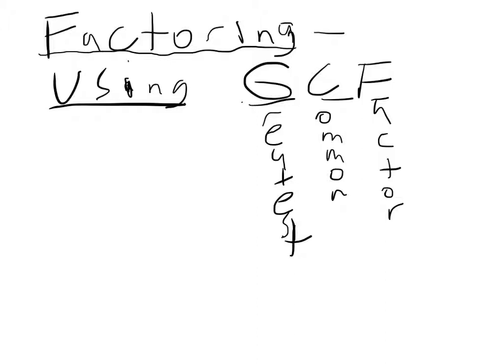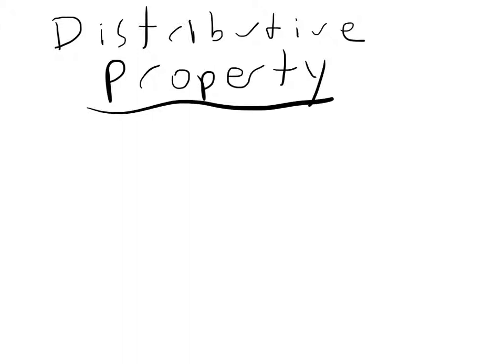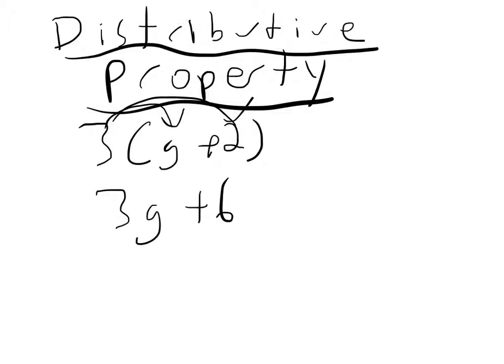Alright, so I don't know if you recall, but back in grade 9, you should have learned something called the distributive property. Basically, if you had something like 3 times (g plus 2), you distribute that 3 to both terms inside the binomial. So that would give you 3g plus 6. Now we've got to flip our thinking, which is great because we're flipping our classroom.